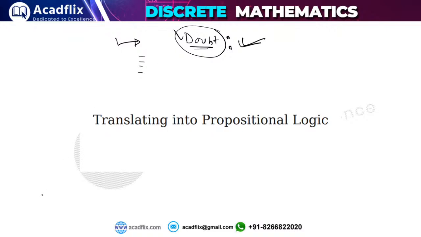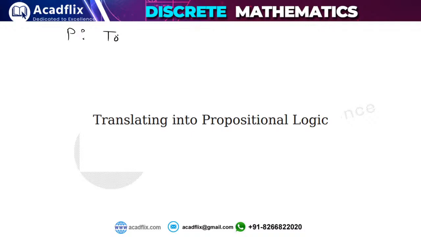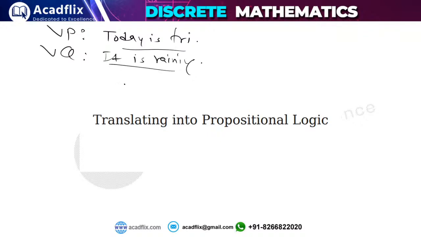So now what we will do, we will have some English statements, and we will translate them to our propositional logic formula. For example, let's assume that P is a proposition that today is Friday, and Q is a proposition, it is raining. So this P is a proposition, today is Friday. This Q is a proposition, it is raining.